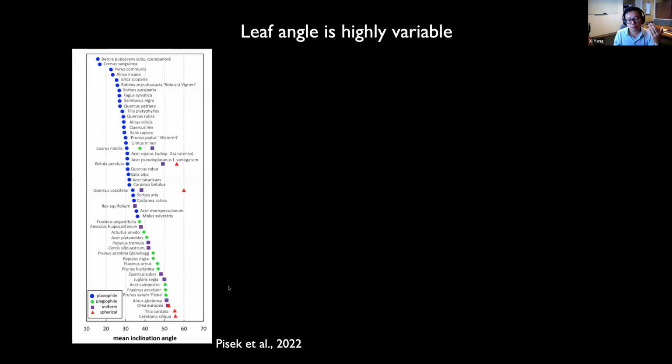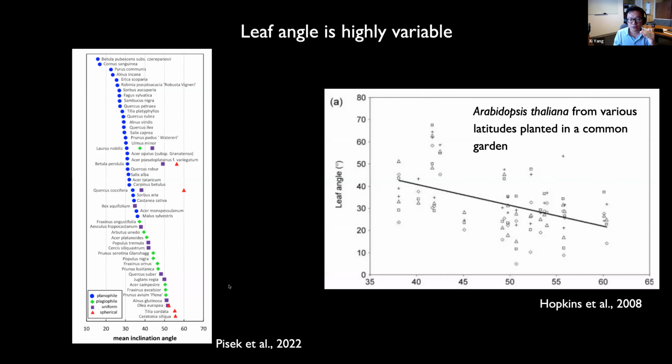And for the same species, there are also intraspecific variations in leaf angle. This is Arabidopsis thaliana taken from different places and grown in a common garden. You can also see where they come from. The x-axis is latitude. Where they come from correlates with the mean leaf angle of that plant grown in the common garden. If you're from a lower latitude, the leaf angles are more vertical, whereas if you're from a higher latitude, it's vice versa.